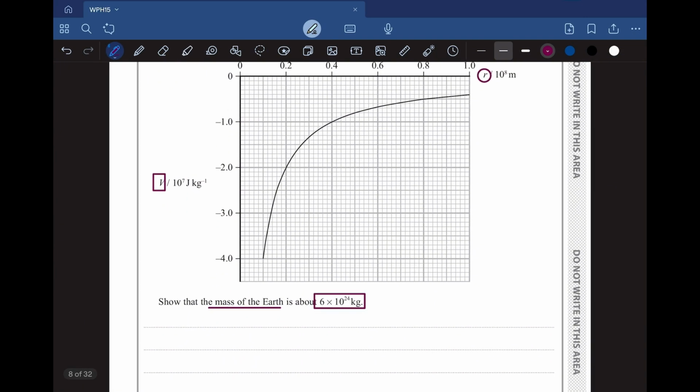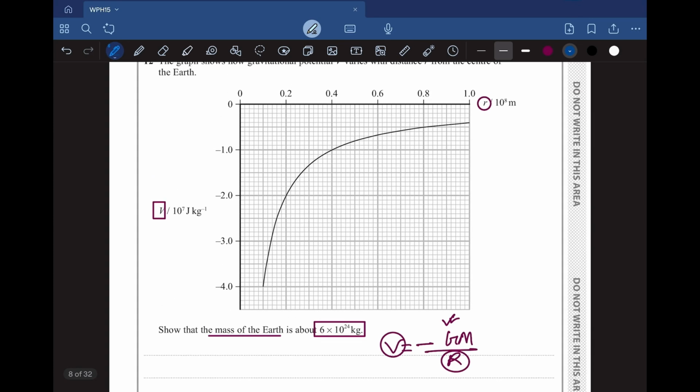We know there is a very common formula, which is V is equal to minus GM by r, right? This is the formula. We can figure out the radius from the graph as well as the potential from the graph, and then G is a constant, and we will just have to figure out the value of m. So let's take any corresponding V and r values. The one that I'm going to pick is this one. At this point the potential was minus 1 into 10 to the power 7, and the radius was 0.4 into 10 to the power 8.